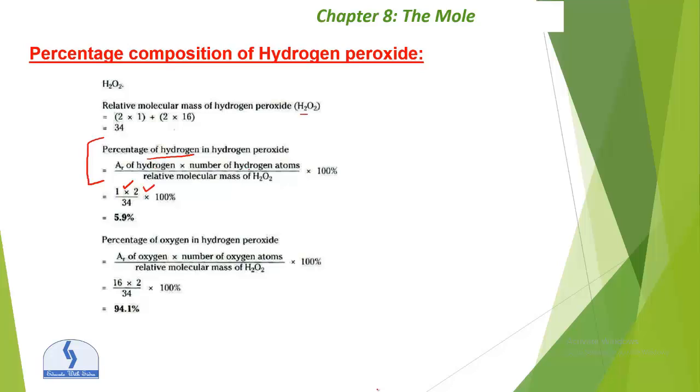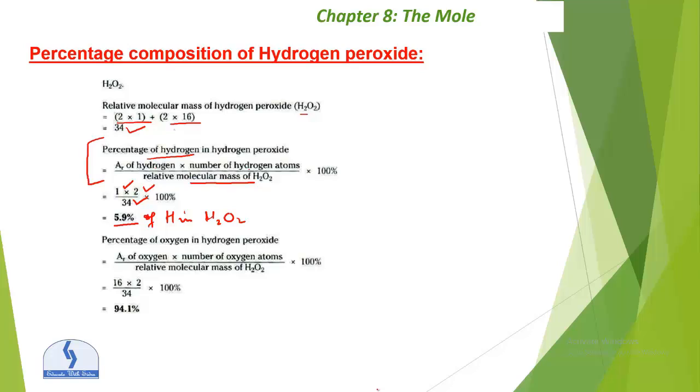So writing 2 over here, and the relative molecular mass of H2O2. We have already calculated here, that is 2 plus 32, which is equal to 34. So writing 34 over here. This is 5.9% of hydrogen in H2O2.